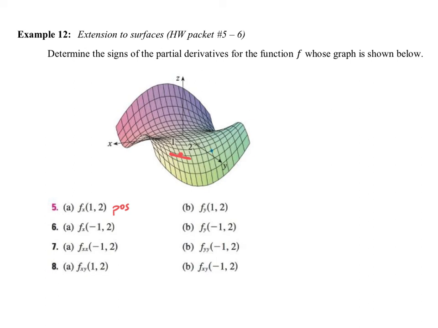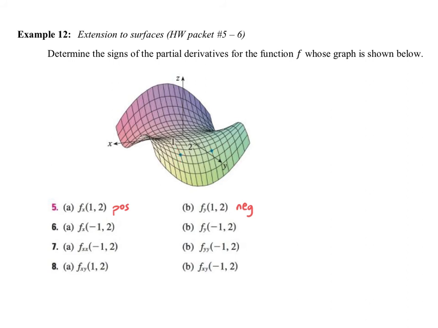If we take a look at the same exact point but in the direction of y, again we're asking ourselves the question, is that slope at that point in the direction of positive y a negative slope or a positive slope? And in this case it's a negative slope because the surface is going down at that point.